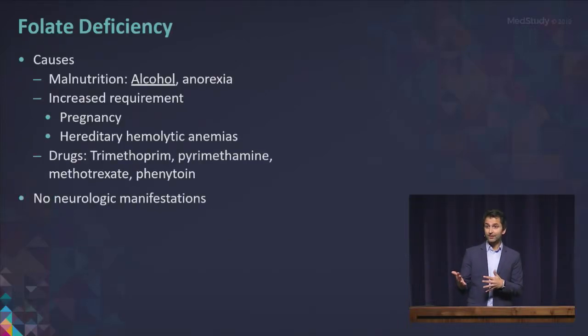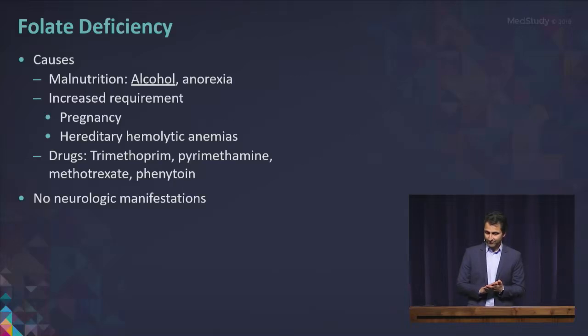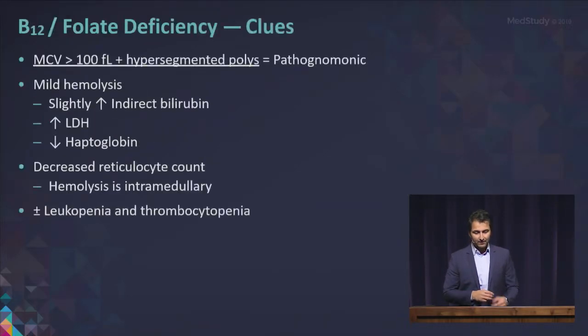Folate deficiency, on the other hand, while it can also cause a megaloblastic anemia, is not associated with any neurologic changes. You're going to think about folate deficiency in a pregnant woman where you have increased demands, and hereditary hemolytic anemias where the red cell turnover increases the demands and the folate gets depleted. Certain drugs can lead to folate deficiency such as trimethoprim or Bactrim. And then in chronic alcoholics.